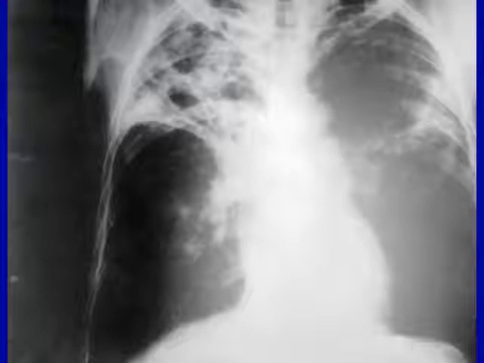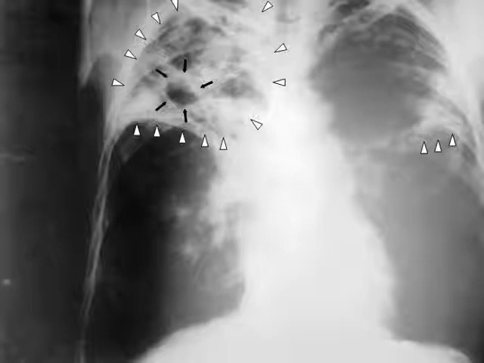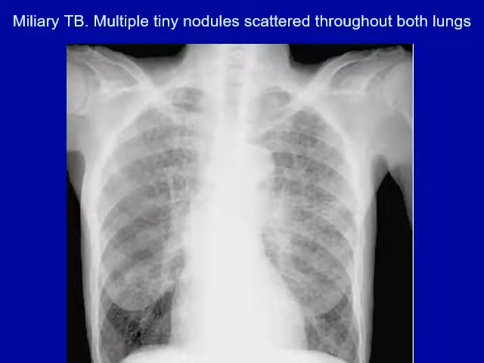There is also a lesion with cavity and even fibrosis. You see, this is the lesion and this cavity and this other lesion also. This is the cavity. This is miliary TB.